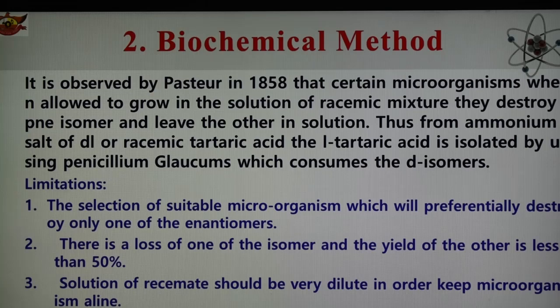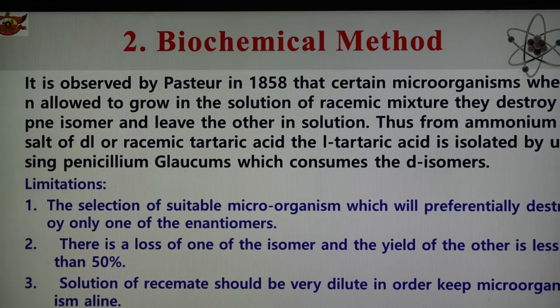In this method, we allow certain microorganisms to grow in the racemic mixture, and one isomer is consumed and the other remains in the solution. So this is the biochemical method. The microorganisms consume the D isomer and the L isomer remains. In this way we can separate the enantiomers by the biochemical method. So racemic tartaric acid can be separated into L and D isomers.